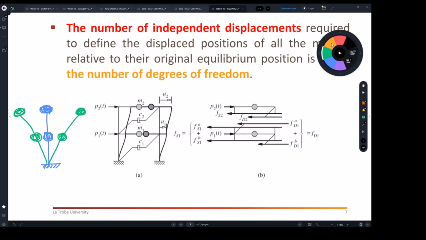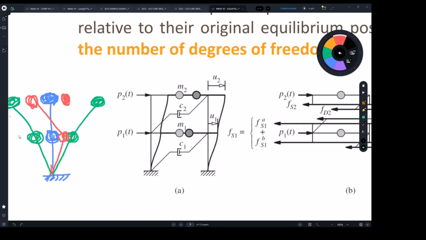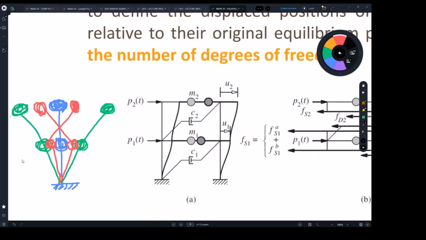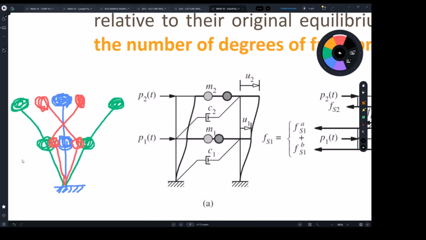The second mode shape, let me make it with red. It will be like this and like that. So here we go. Or it's not happening together, or like this. Or like this.